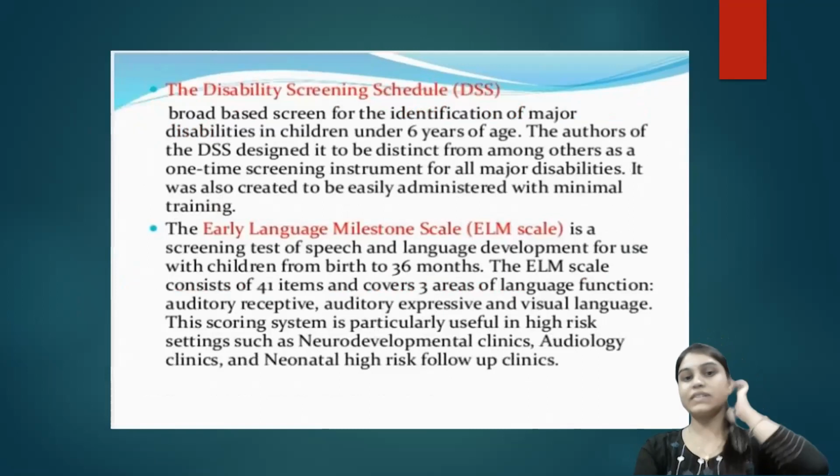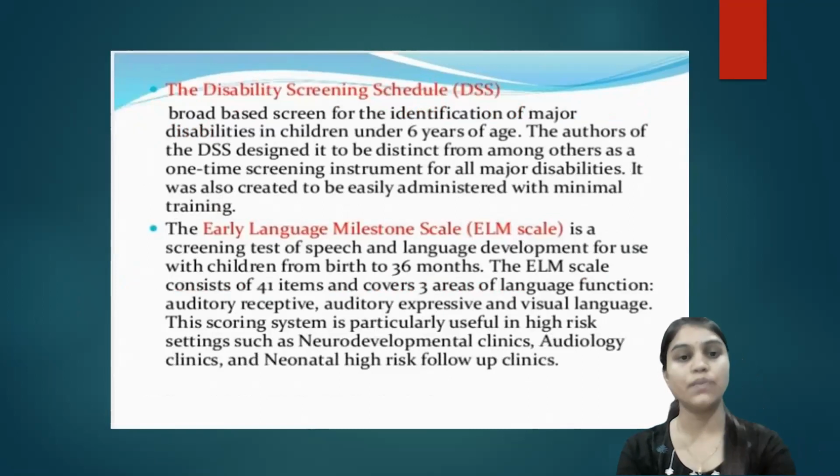The Disability Screening Schedule, DSS, is a broad-based screen for the identification of major disabilities in children under 6 years of age. The authors of the DSS designed it to be distinct from others as a one-time screening instrument for all major disabilities. It was also created to be easily administered with minimal training.